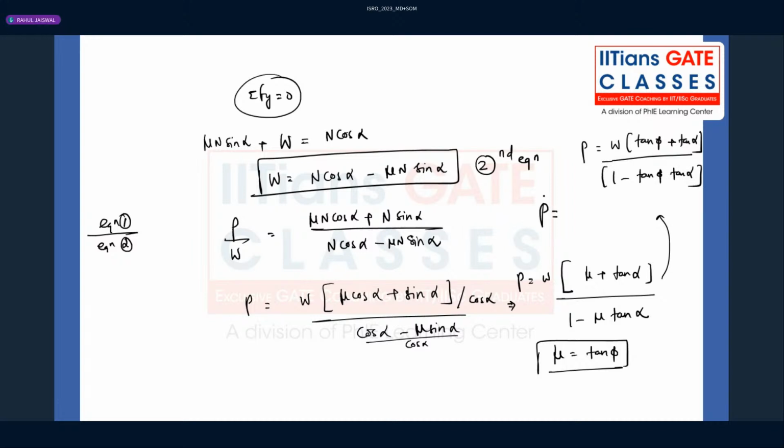All together, what we can write, my dear friend? We can write this as P is equal to W tan of phi plus alpha, because for tan of A plus B, we know the formula: tan A plus tan B divided by 1 minus tan A tan B, right? Make a note of it.